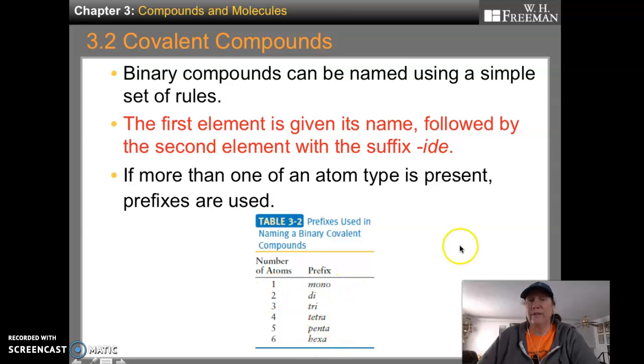But if it was like C2H6, it would be dicarbon hexahydride. Okay, so you use part of what you did with the ionic, but with ionic you never have to worry about using dis and tris. The reason for that is you use the charges to balance them out. When you do these, there's no worry about writing out the charges. The name tells you everything. Okay, it's all there. So molecular compounds between two nonmetals is a different naming system than ionic.